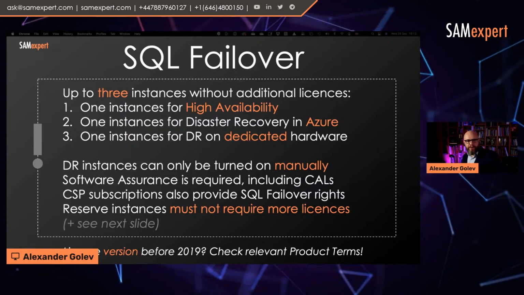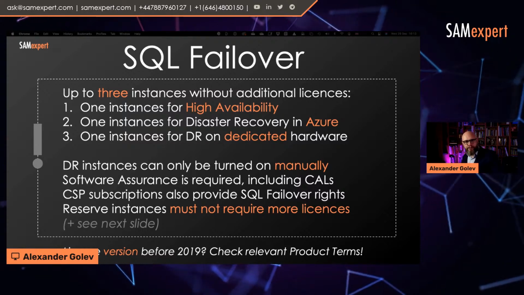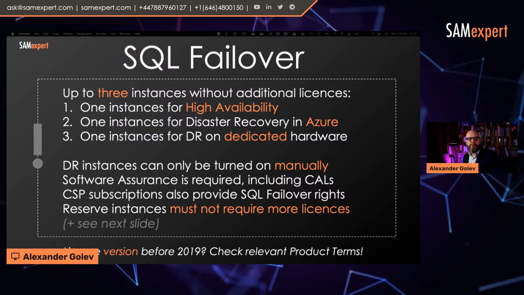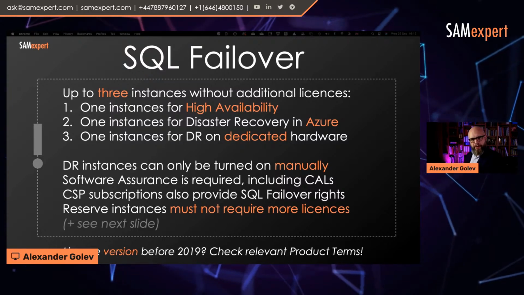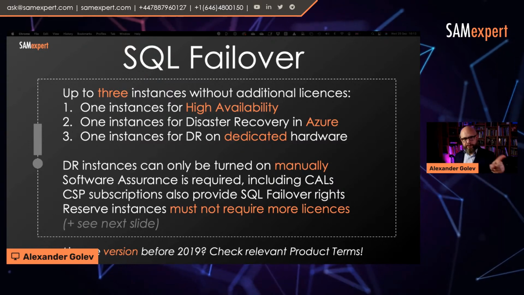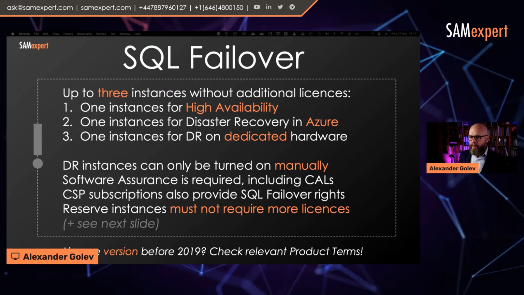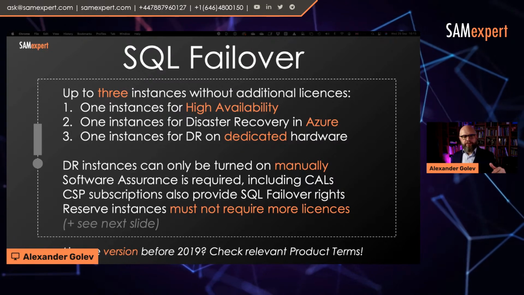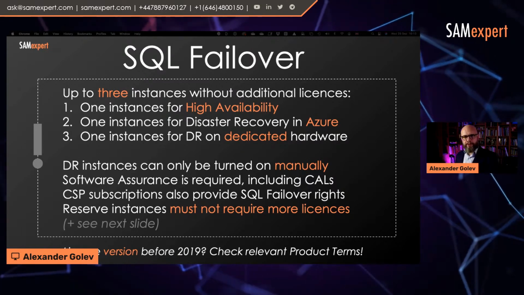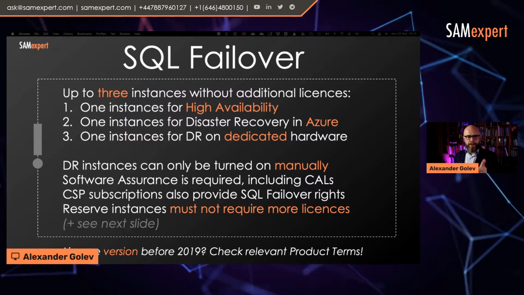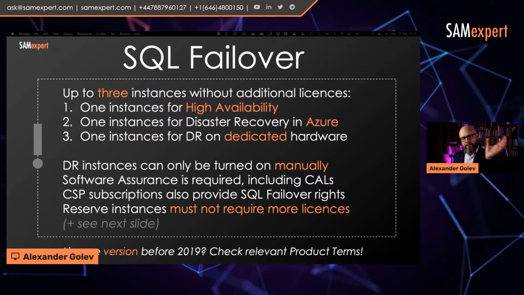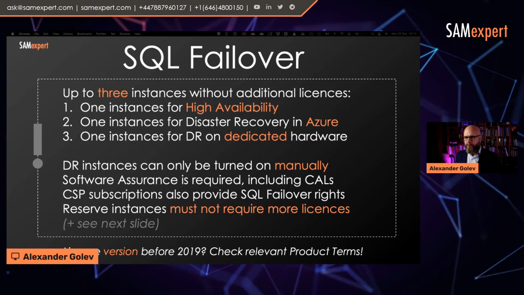And then you can have 2 manual disaster recovery. When I say manual, I mean when something happens to the main node, you have to manually run the other one. It cannot be automated anyhow. It's very important. But 1 you can have in Azure, and 1 you can have somewhere else on dedicated hardware, not shared. So that right does not apply to multi-tenant environments. They have their own SQL failover rights, which are different.